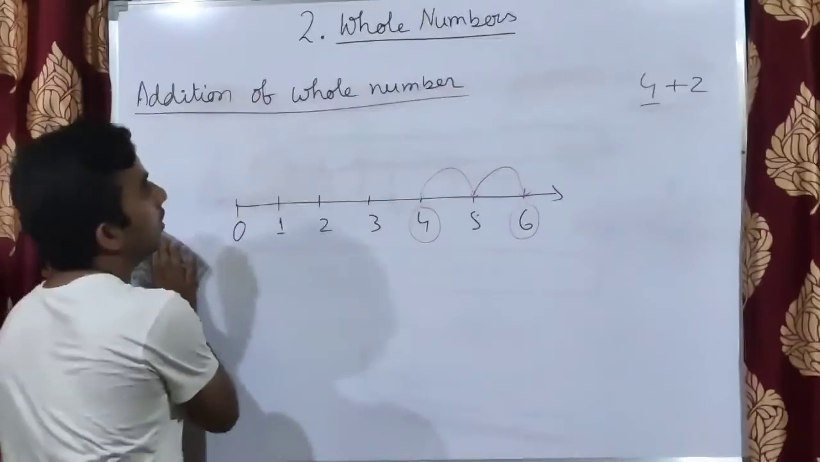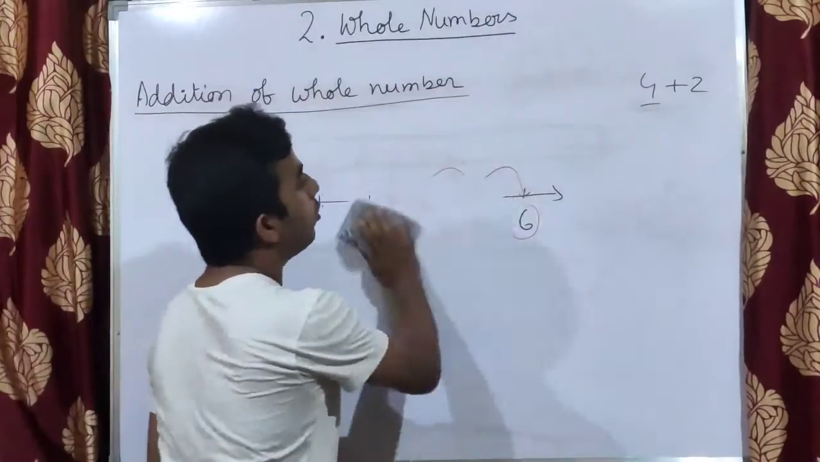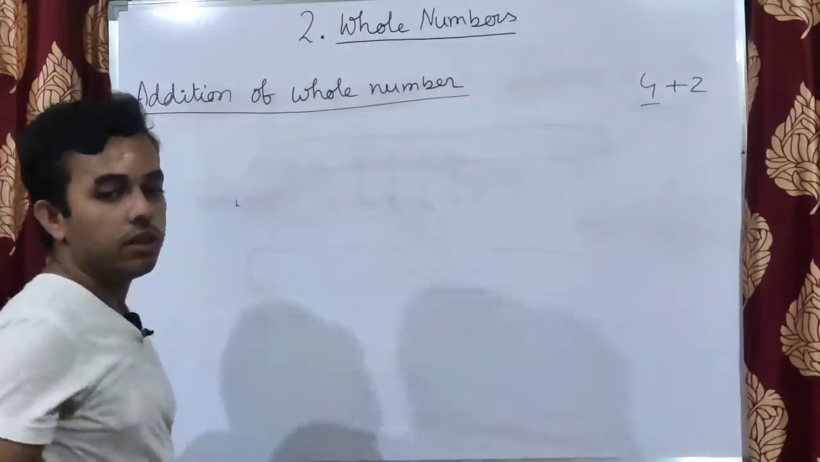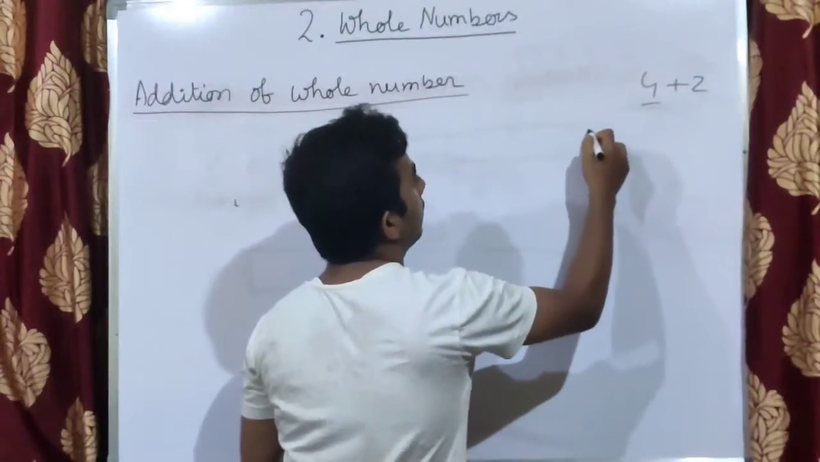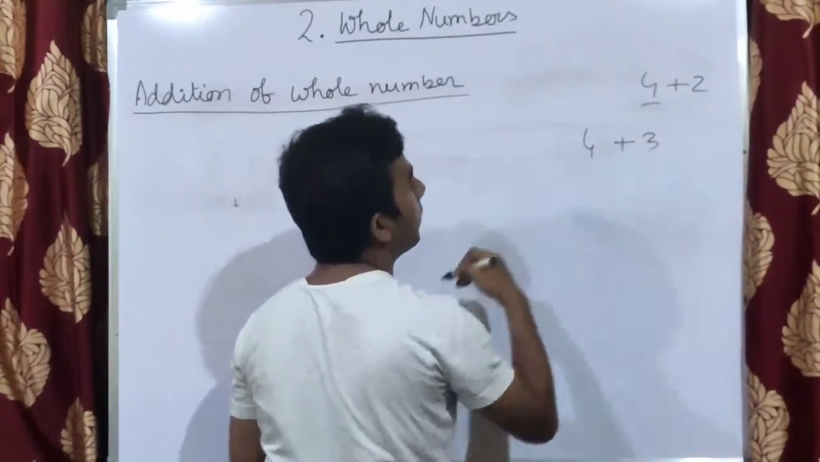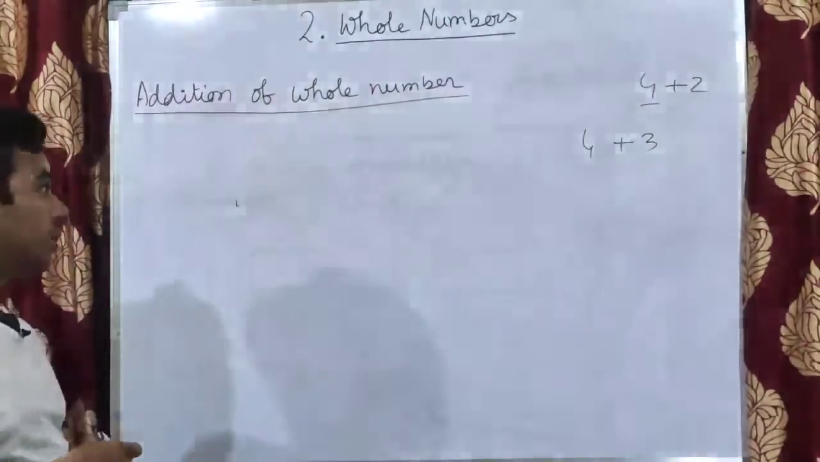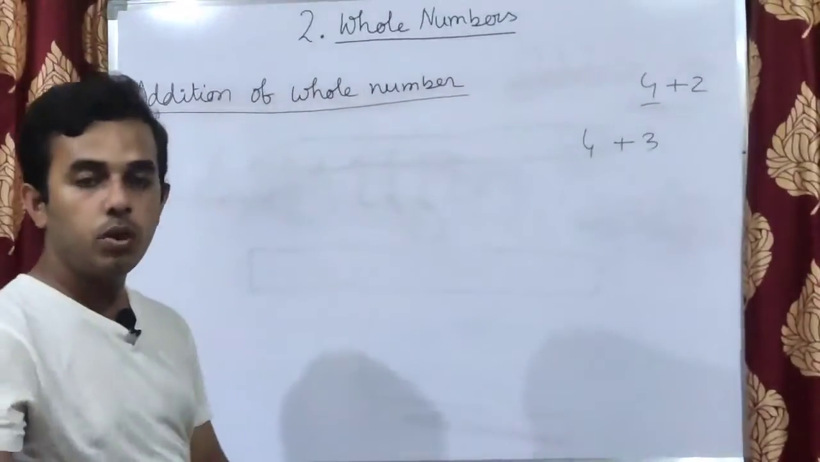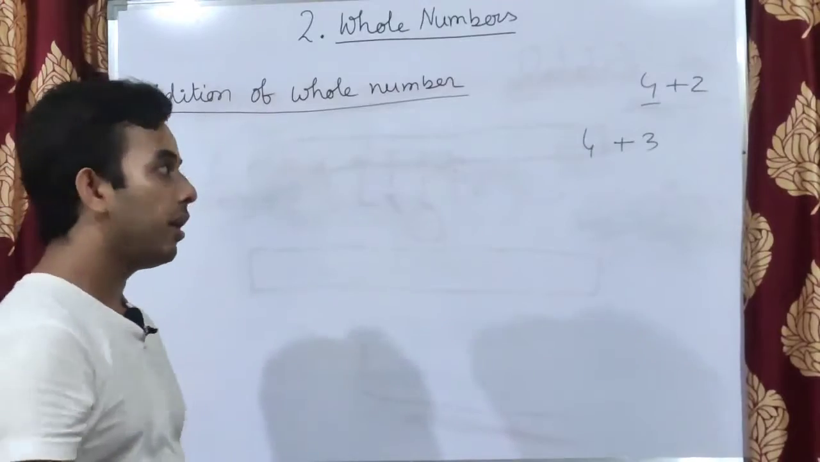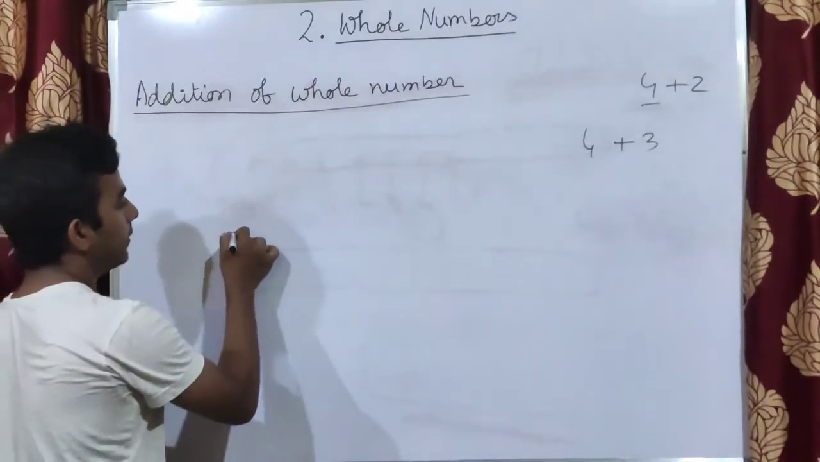Now we'll add another 2 whole numbers on the number line. Suppose we add 4 and 3, 4 plus 3. So to add whole numbers on the number line, what do we have to do first? We have to draw a number line.